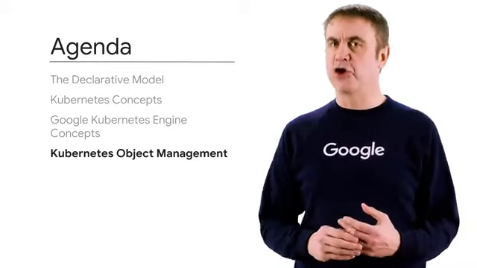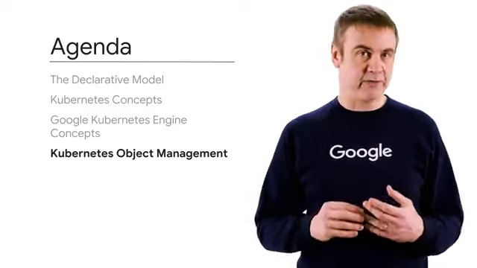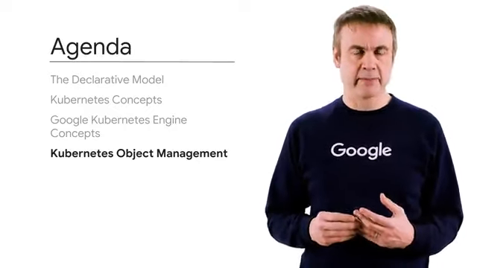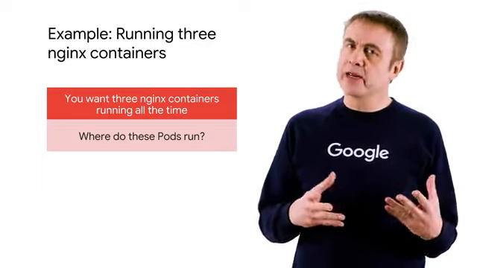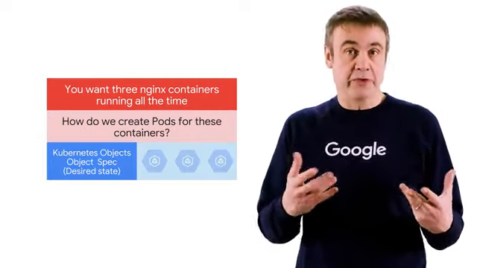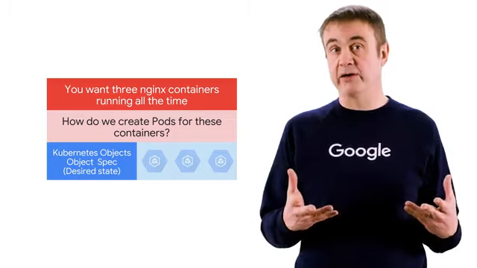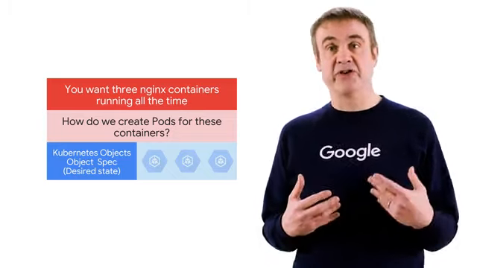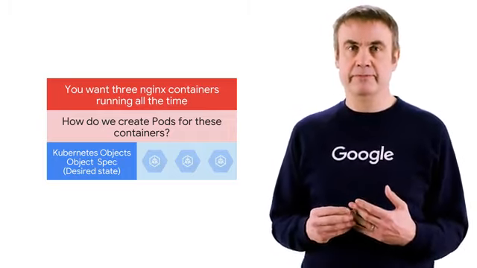Now we'll discuss Kubernetes object management. All Kubernetes objects are identified by a unique name and a unique identifier. Let's return once again to our example, in which we want 3 Nginx web servers running all the time. Well, the simplest way would be to declare 3 pod objects and specify their state. For each, a pod must be created and an Nginx container image must be used. Let's see how we declare this.